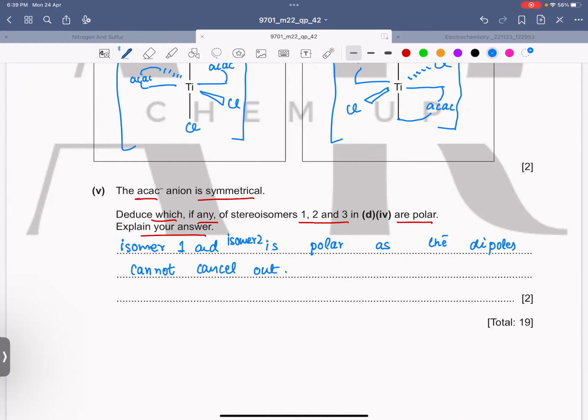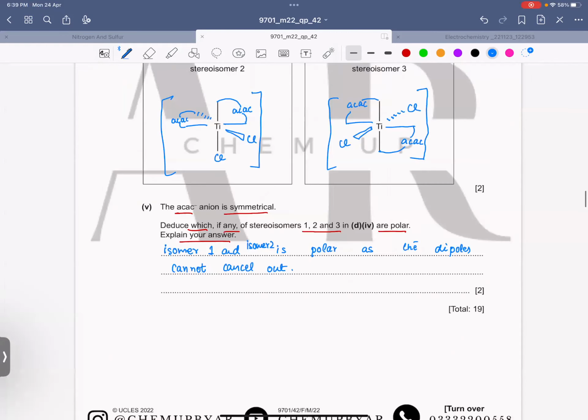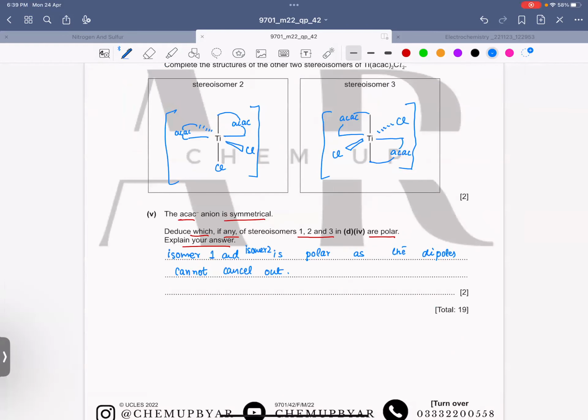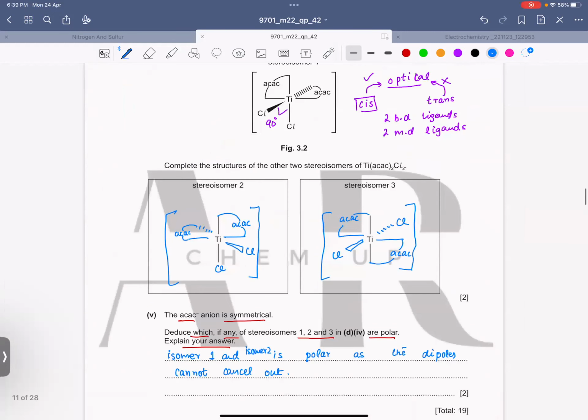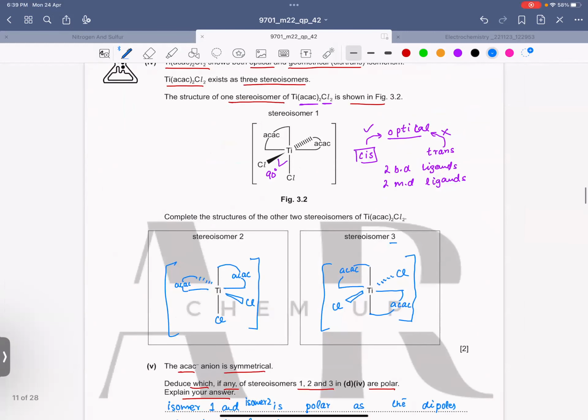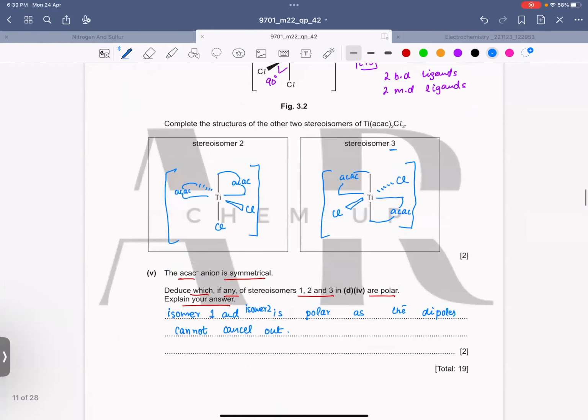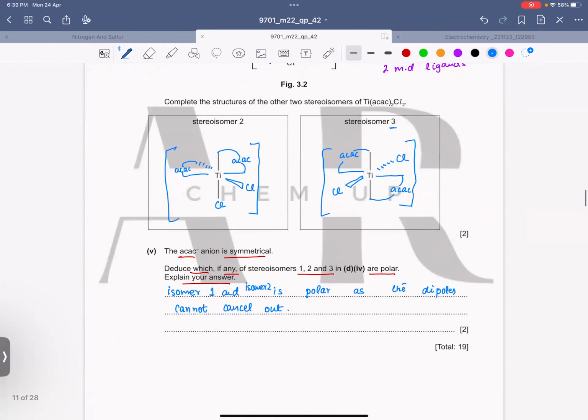Sir, if I drew trans at the place of stereoisomer 2 and cis, the optical one, at the place of stereoisomer 3, does it matter? It doesn't matter. Then in the next part, you have to mention that your stereoisomer 1 and isomer 3 are the polar ones. Okay.